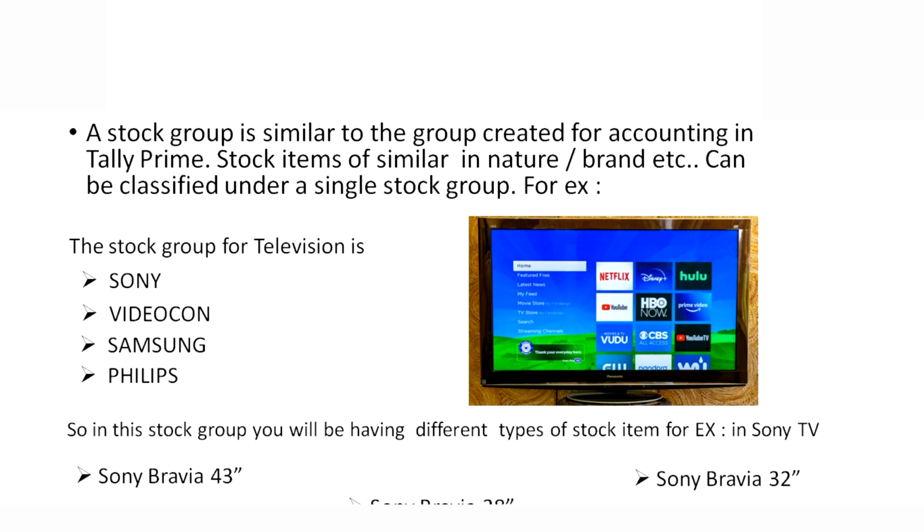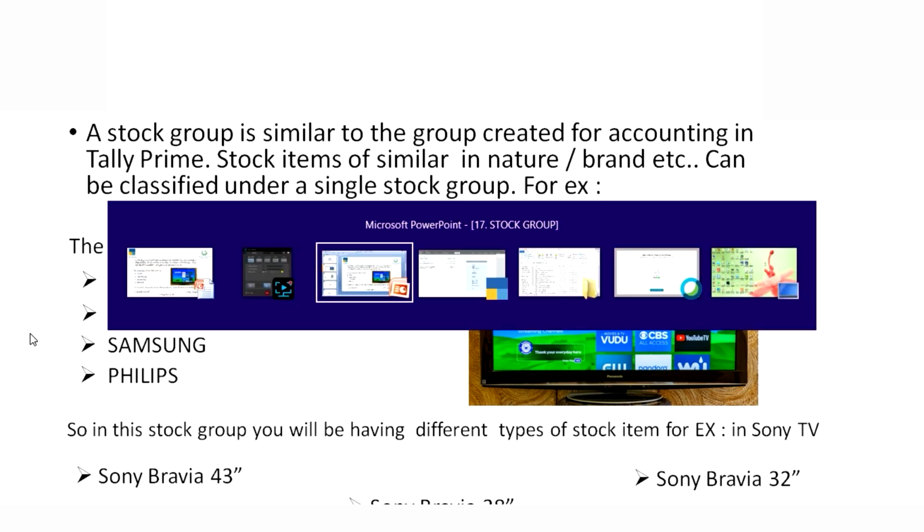So in this example, television is a main group. Under that, Sony, Videocon, Samsung, Philips are subgroups for a television, and the stock items Sony Bravia 43 inches, Sony Bravia 38 inches, Sony Bravia 32 inches will be created under Sony. Similarly for Videocon, Samsung and Philips. We'll see how to create this in Tally Prime so that we can understand better in practical.